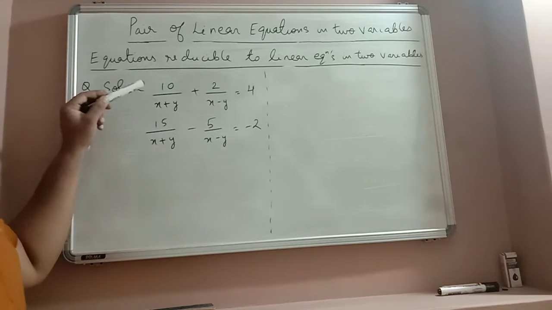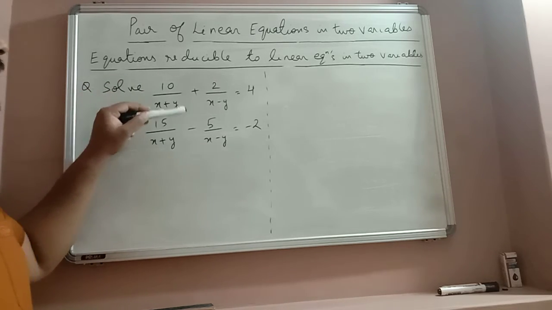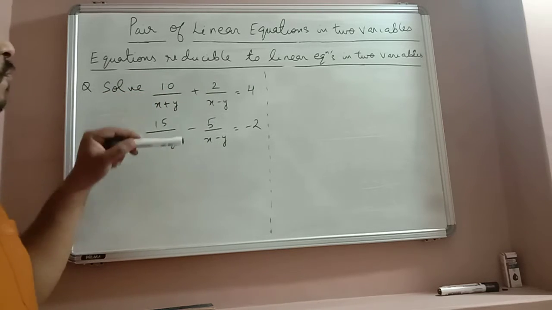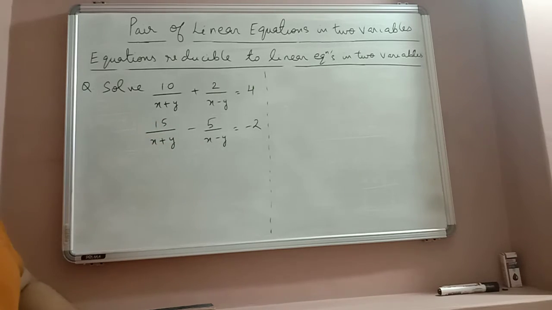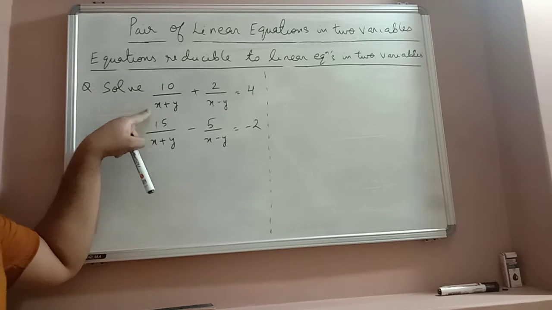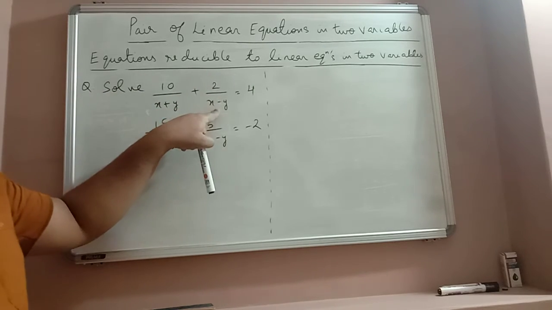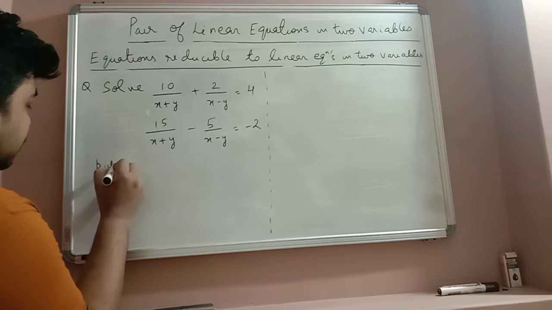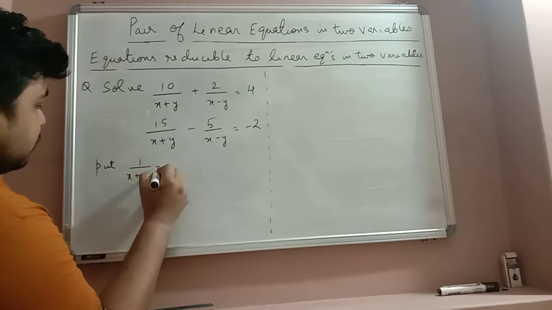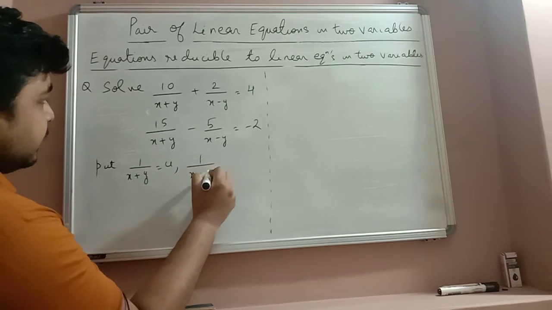The question is: solve for x and y, 10 over x plus y plus 2 by x minus y equals 4, and 15 by x plus y minus 5 by x minus y equals minus 2. Again, these two equations are not linear equations in two variables. We will convert them into linear equations by taking certain substitutions. We will substitute 1 by x plus y as u and 1 by x minus y as v.